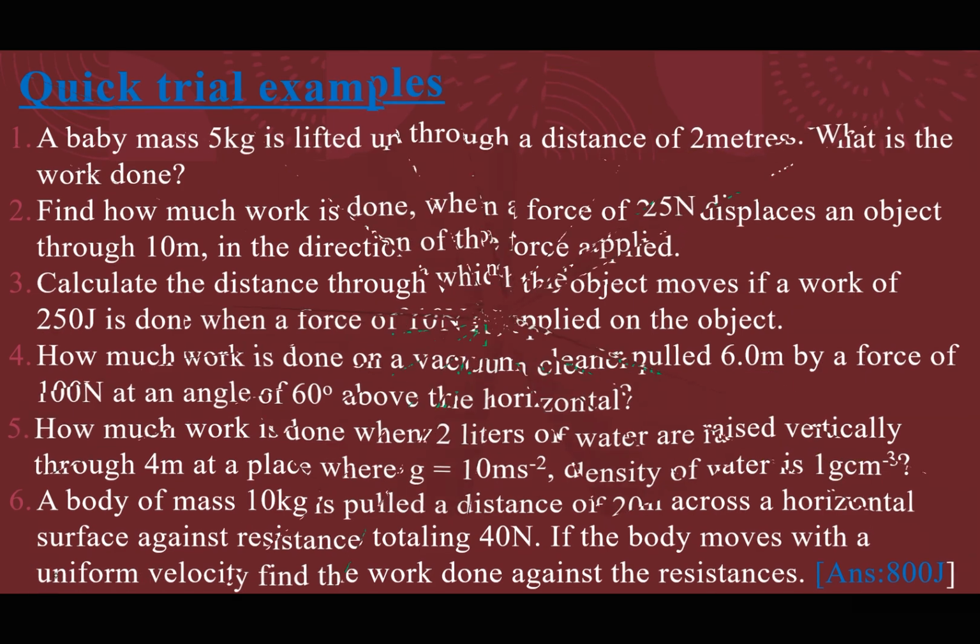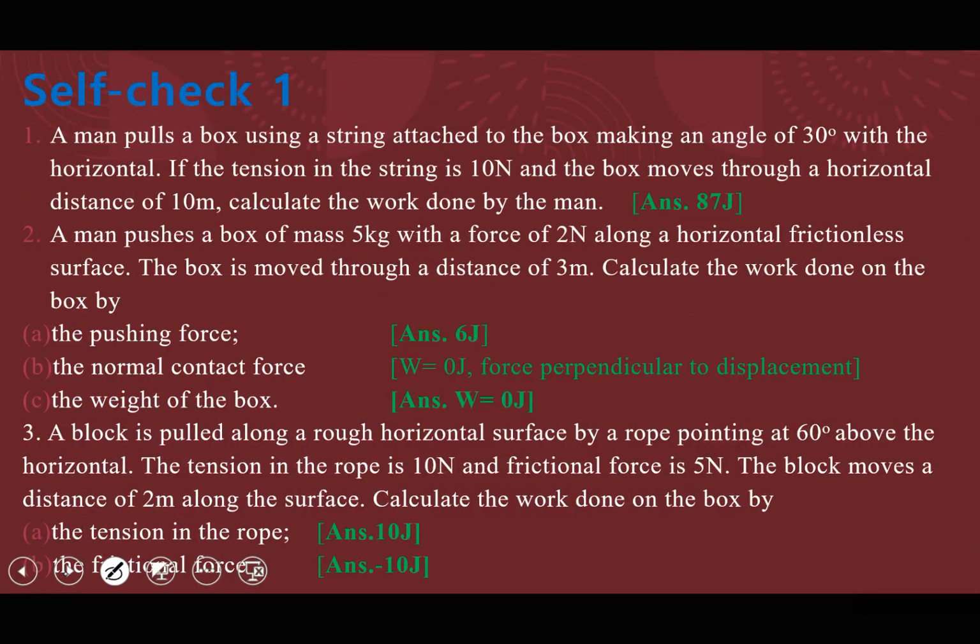So I have given a self-check just to remind you of IGCSE concepts. A man pulls a box using a string. You can pause the video and try to solve this. Just remind yourselves about IGCSE concepts. A man pulls a box using a string attached to the box, making an angle of 30 degrees with the horizontal. If the tension in the string is 10 newtons and the box moves through a horizontal distance of 10 meters, calculate the work done by the man.